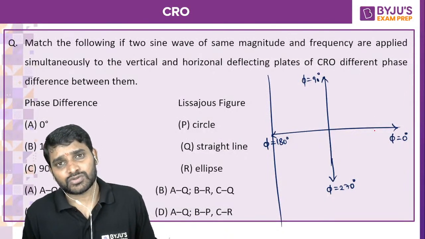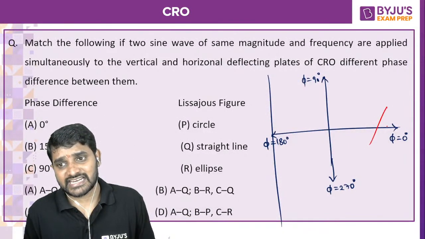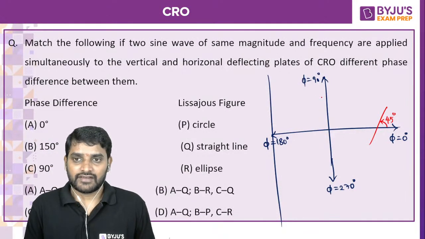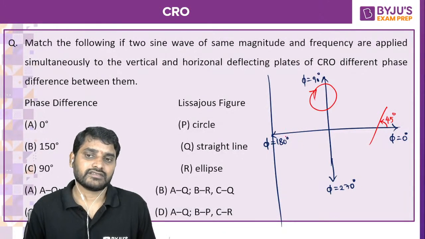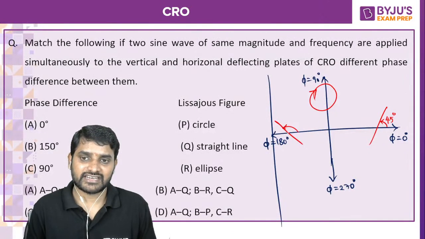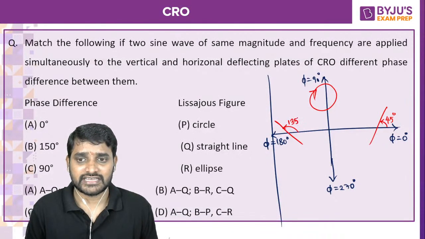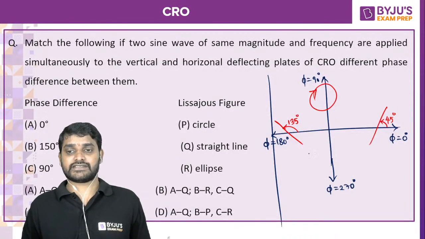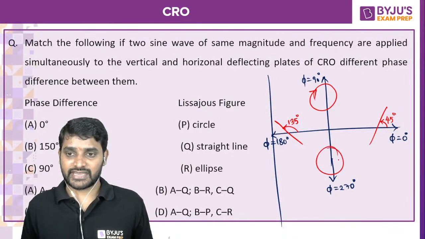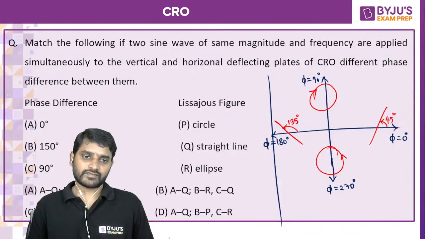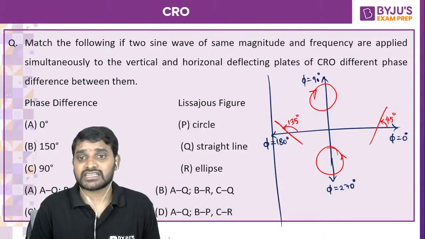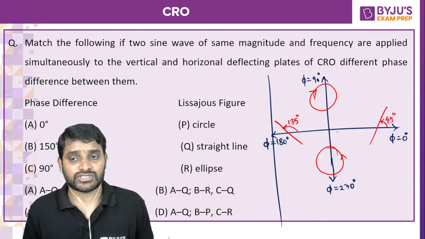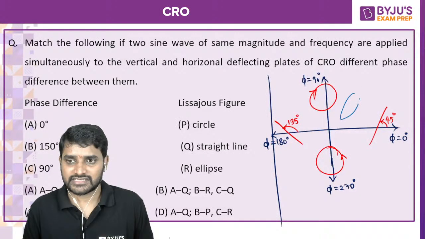When the angle between two input signals is 0, it will be a straight line, at 45 degrees with respect to the x-axis. When the angle is 90, it will be a circle in the clockwise direction. When the angle is 180, it will be again a straight line, a diagonal line at an angle of 135 degrees. When the angle is 270, it will be an anti-clockwise circle again. Now between 0 to 90, 90 to 180, 180 to 270, and 270 to 360, it is going to be an ellipse.